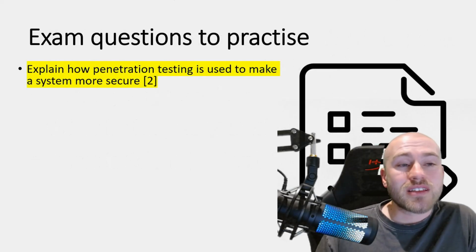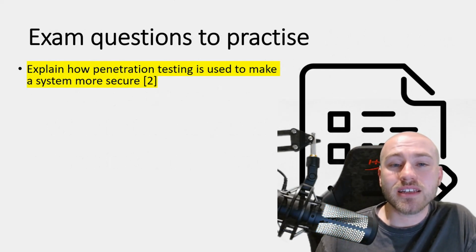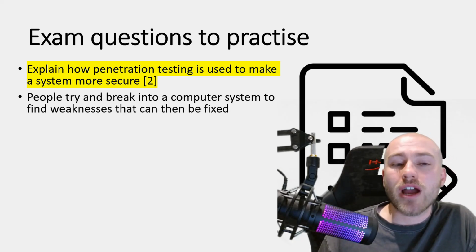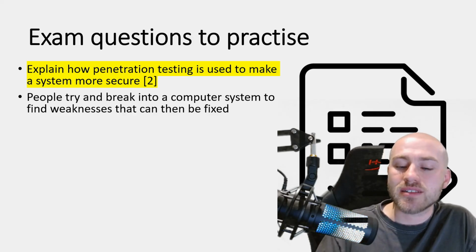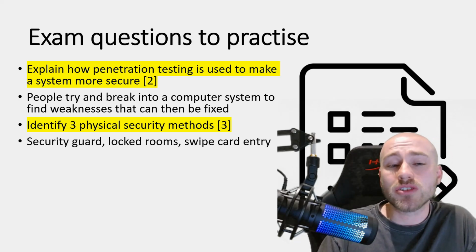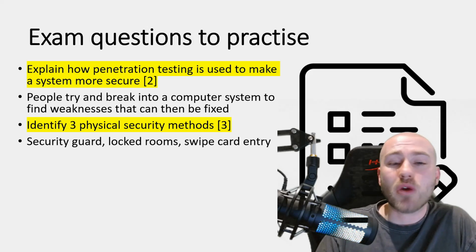Okay, let's run through the answers then. Explain how penetration testing is used to make a system more secure. You could have put something like, people try and break into a computer system to find weaknesses that can then be fixed. Next one, identify 3 physical security methods. So I went for security guard, locked rooms, swipe card entry.